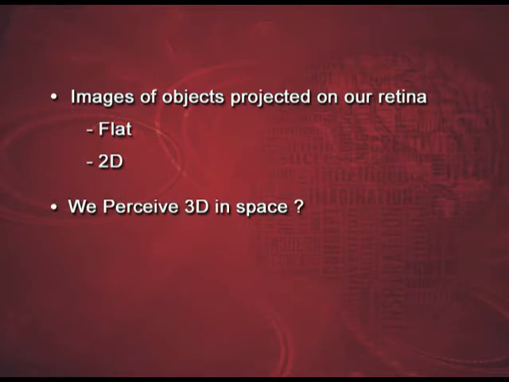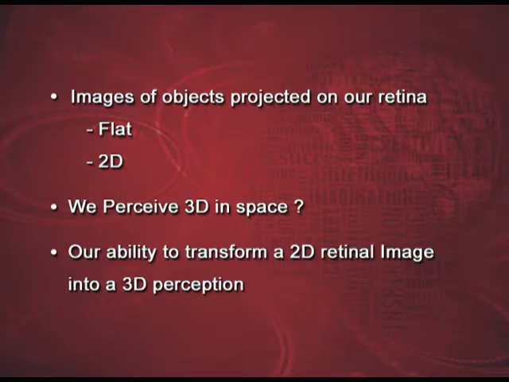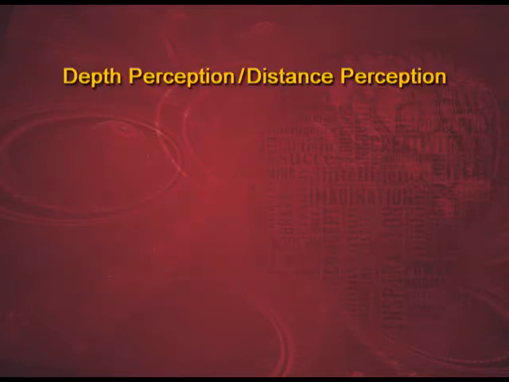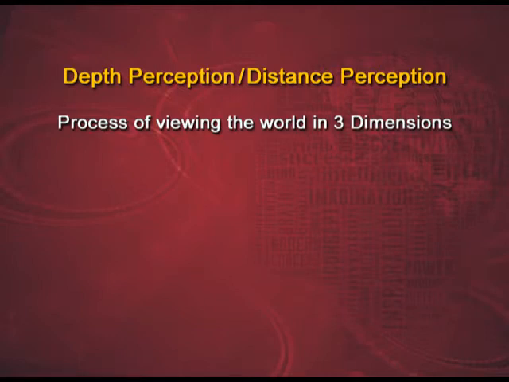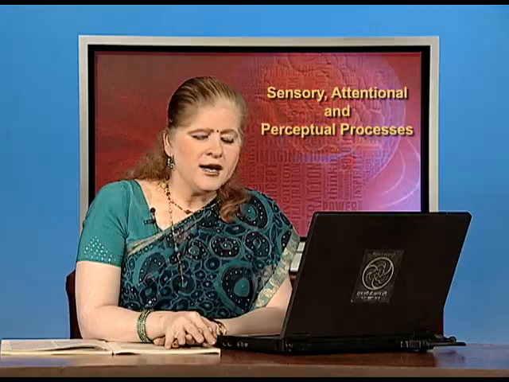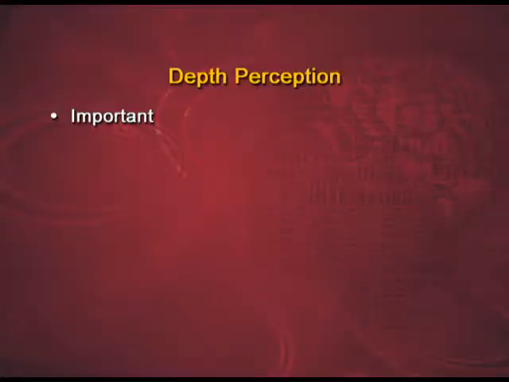How? Our ability to transform a two-dimensional retinal image into a three-dimensional perception is unique. This is known as depth perception or distance perception. This is the process of viewing the world in three dimensions. Depth perception is very important to us.